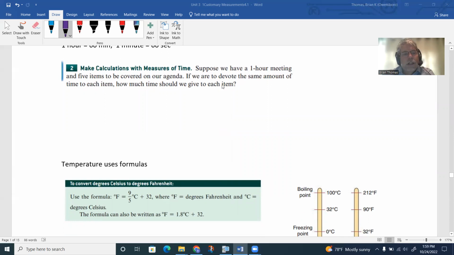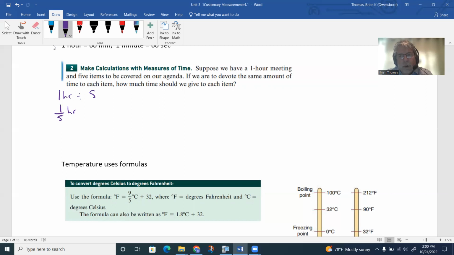So with respect to time, let's look at this example. Suppose we have a 1 hour meeting and 5 items to be covered on our agenda. If we devote the same amount of time to each item, how much time should we give to each item? So we have this 1 hour, but we're dividing it into 5 equal times. So this becomes 1/5 of an hour. So I have to devote 1/5 hour to each item.